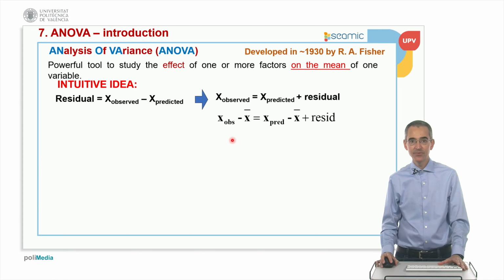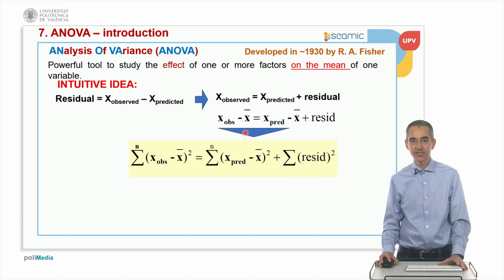And then if we subtract the average of all data in the left side of the equal and on the right side, okay, so this is mathematically correct. But then we can demonstrate that also this is mathematically correct if we make the sum of squared. Okay, so these things, if they are squared and we sum them for all observations, it is also mathematically correct. And this is the basic equation of ANOVA.